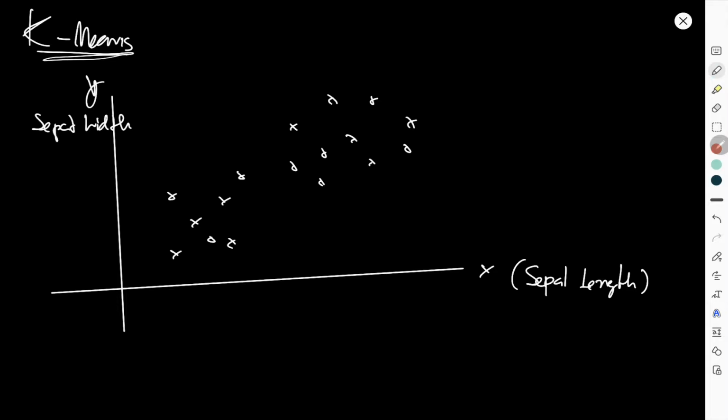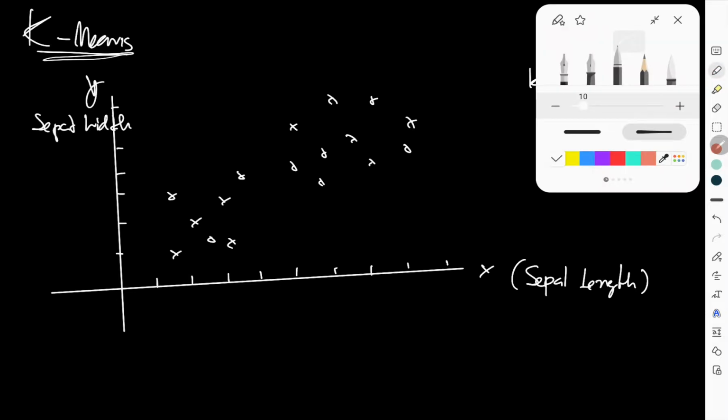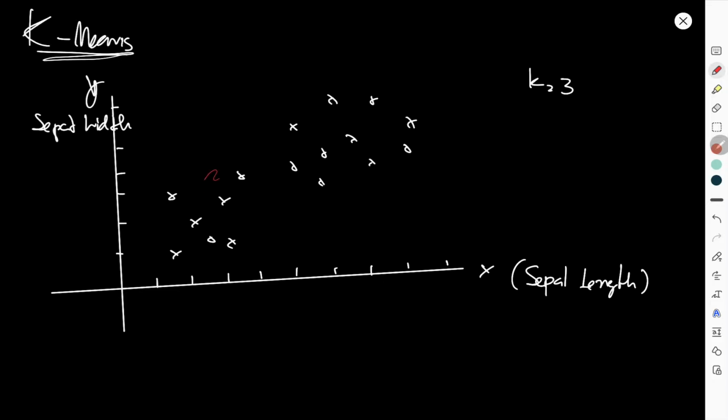At first, let's say we use k to be 3. If k is 3, we start by randomly generating the centroids. The centroid is the center of the cluster. If we have data like this, we randomly generate the centroids, for example like this. Here, 3 of them, because k is 3. So we will have 3 clusters.